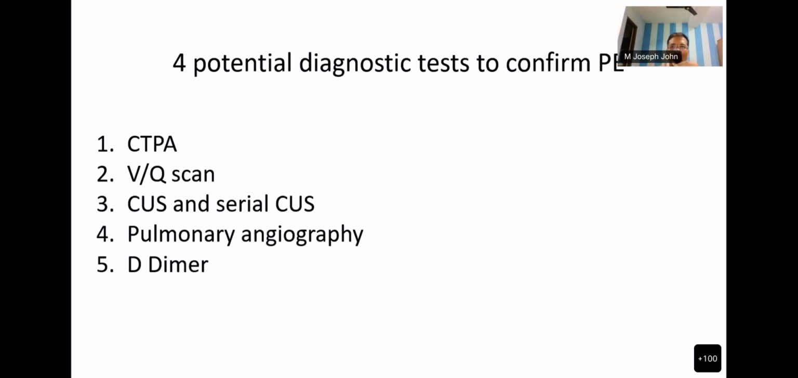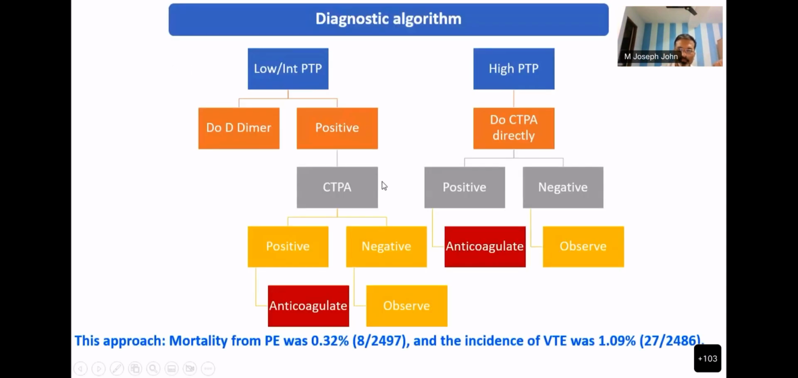Whereas if it's a low risk or an intermediate risk, start with D-dimer. If it is high, then proceed with CTPA. If a DVT is suspected and the Wells score is intermediate or high risk, go for ultrasound. If it is not low risk, go for D-dimer. Negative predictive value of D-dimer is almost 100%.